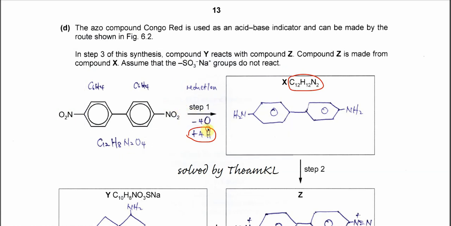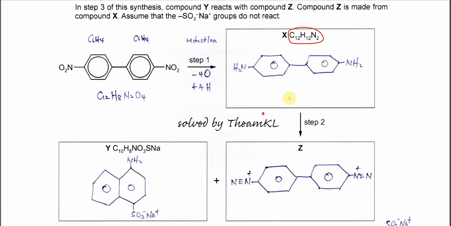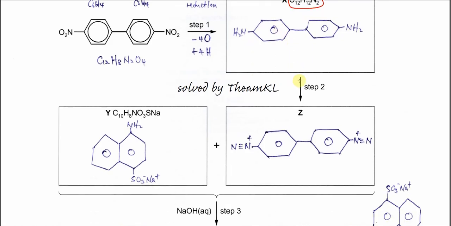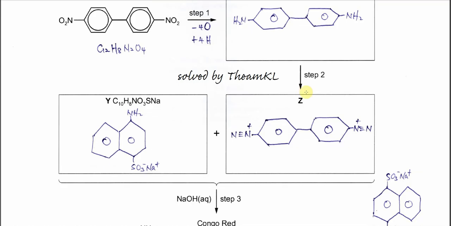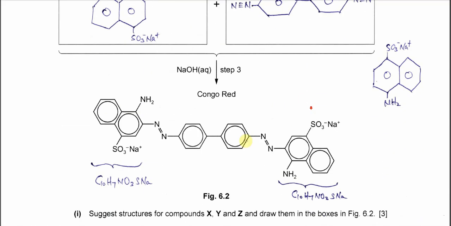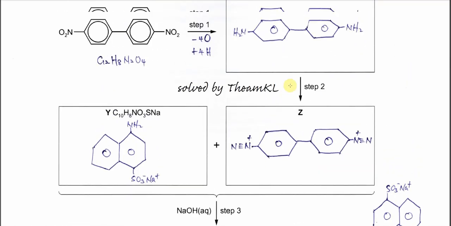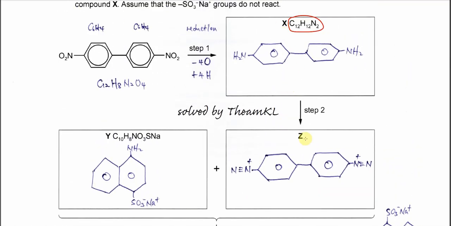After that, for compound X, you can draw something like this, the 2 phenylamines. After step 2, it will form Z. Later you have to deduce this from the azo dye here. The Z, after X forms Z, will further react with Y.